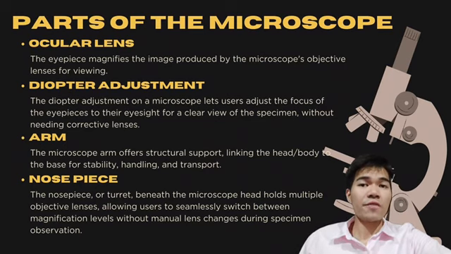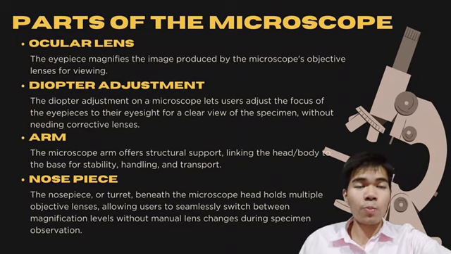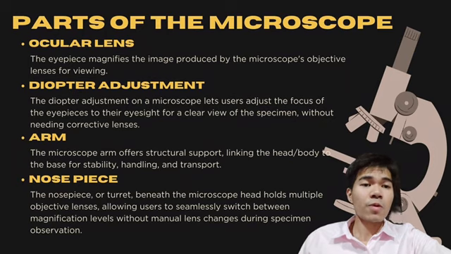Now, we have here the arm. So, the arm is the one that offers structural support for the microscope. The arm is the one that links the head, body, and then the base. So, when we are properly holding the microscope, we are holding it on the arm, supported by the base.